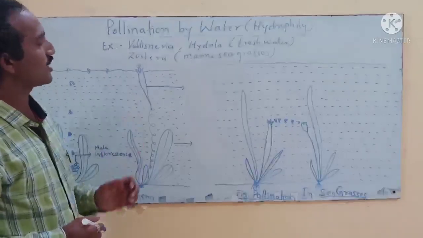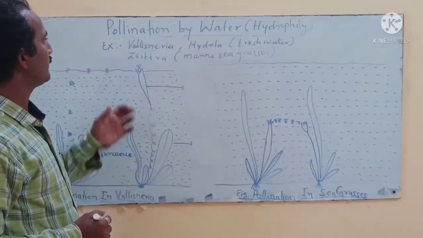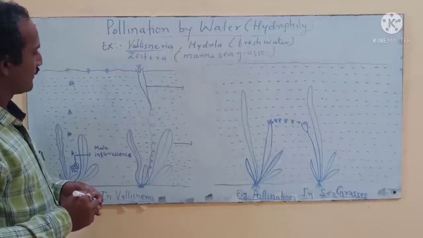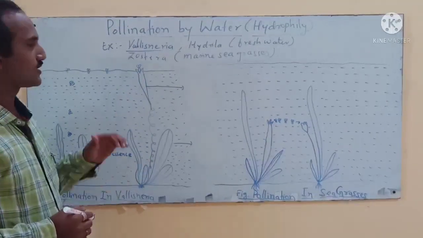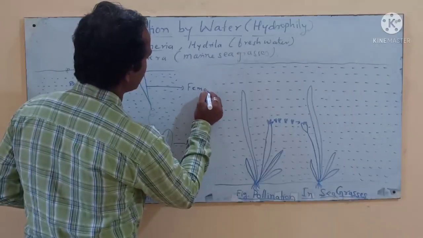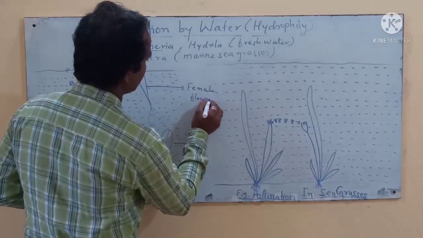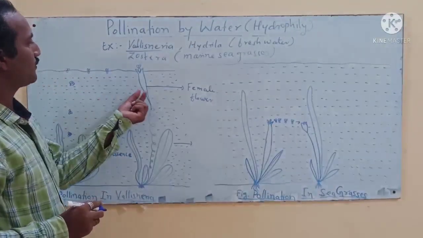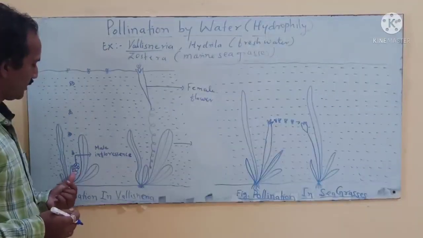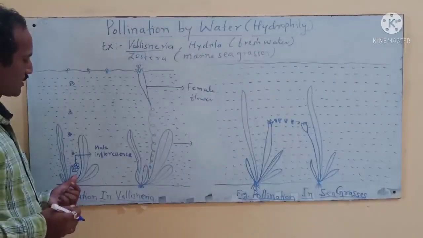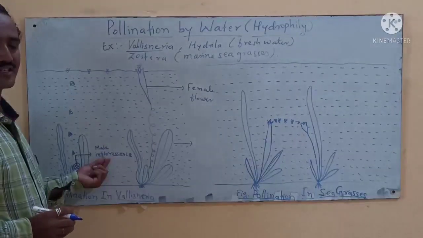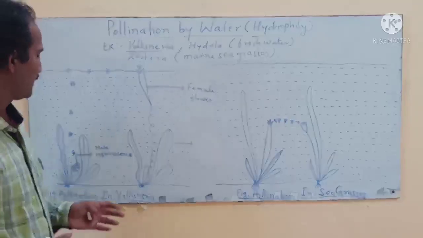Now pollination by water is observed in Vallisneria, a freshwater aquatic plant, where the female flower emerges at the surface of water. This is the female flower. The male flowers stay inside the water. They are smaller ones, that's why they produce a male inflorescence, a bunch of flowers.